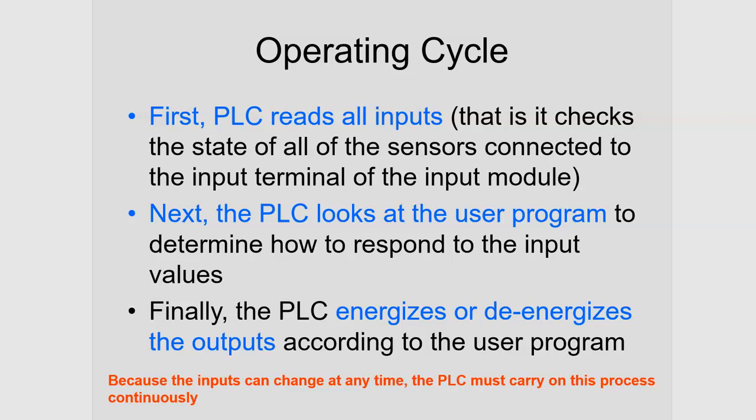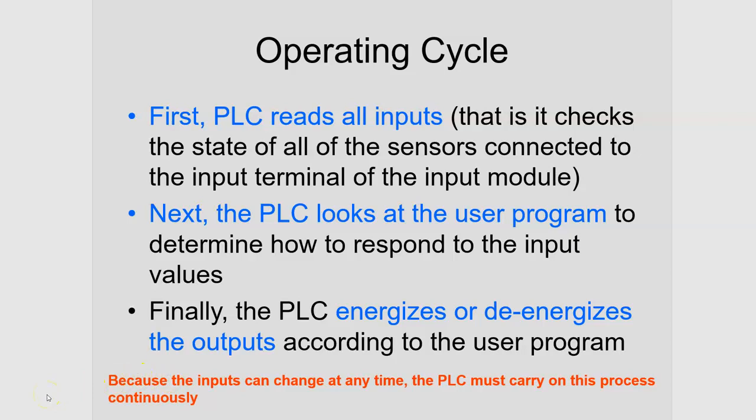And again, where there's switches, let's talk about switches. If a switch is open, the input image table mapped to that particular terminal is going to record a 0. If the switch is closed, there'll be a 1 put in that bit position. So after the input image table is updated, then the PLC will look at the user program to determine how to respond to the input values.